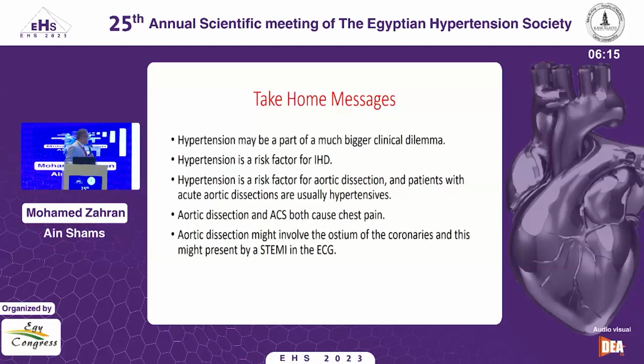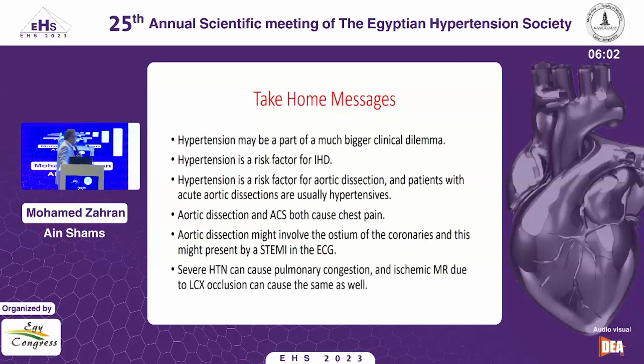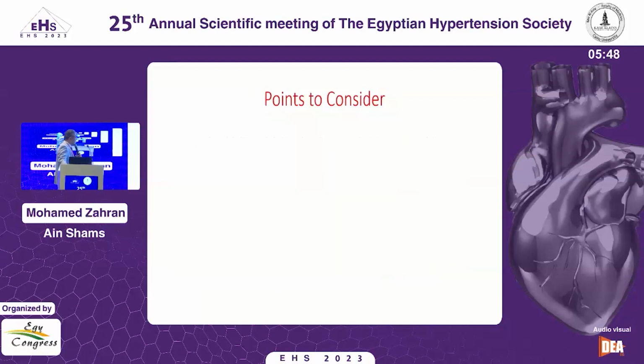Aortic dissection might involve the ostium of the coronary, most commonly the ostium of the right coronary, but sometimes if you have an LCX with a separate ostium, you might get that, and you get the STEMI in the ECG, and you do the primary PCI procedure. Severe hypertension can cause pulmonary congestion. Mitral regurgitation secondary to an inferior MI from a circumflex can be ischemic, and it can also cause pulmonary congestion, and you never know the difference.